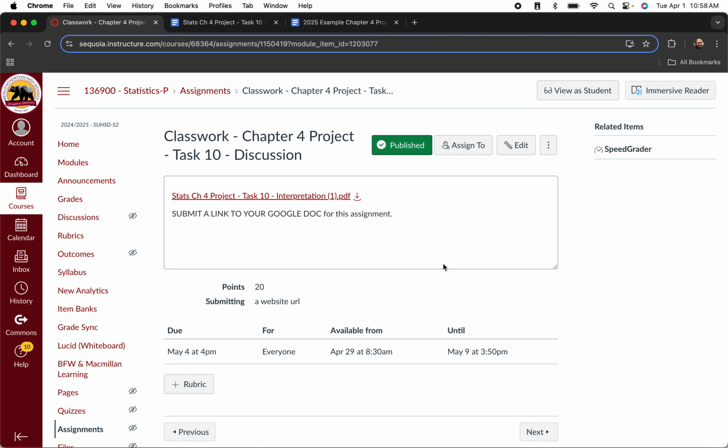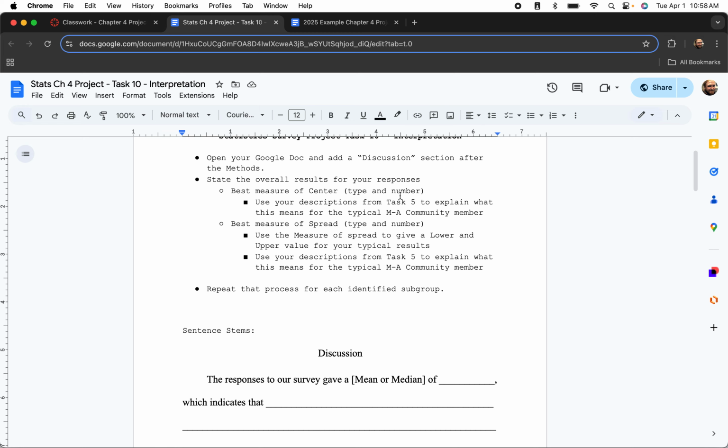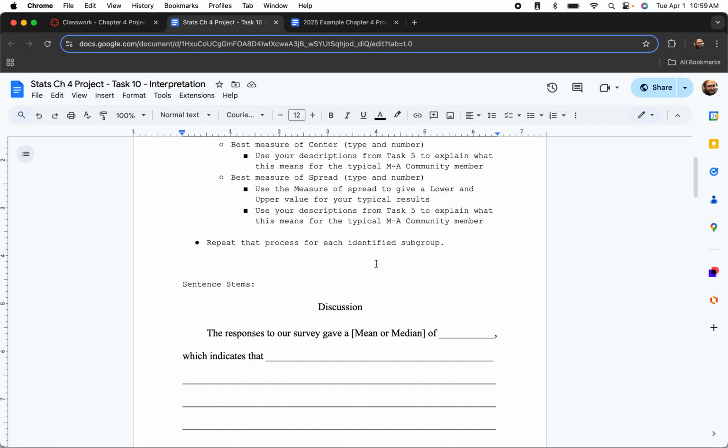Next, the discussion, which is your interpretation of your results. So again, we need to submit a link to the Google Doc this time. You need to go to your Google Doc and add the discussion section after the methods. You need to, again, state your overall results, best measure of center, best measure of spread. Use your measures of center and spread to give your lower and upper values.